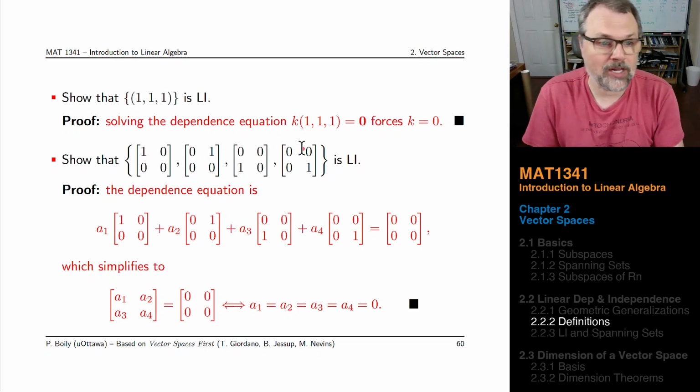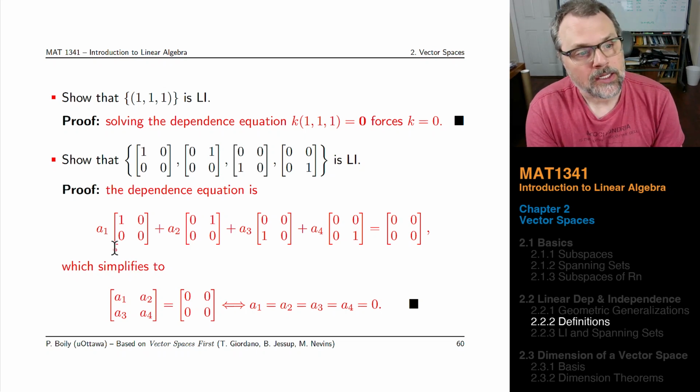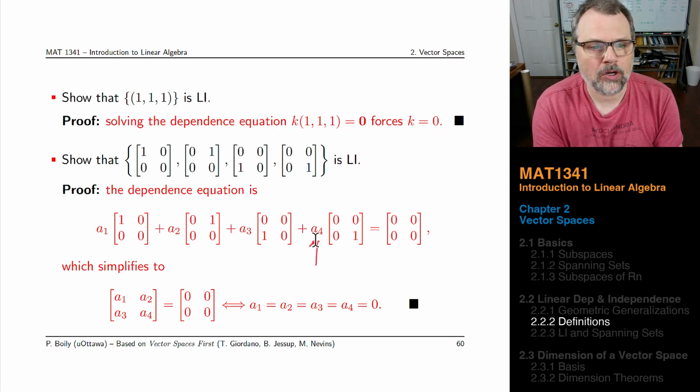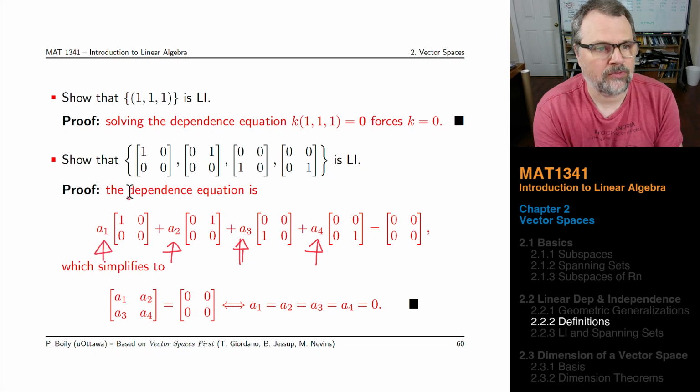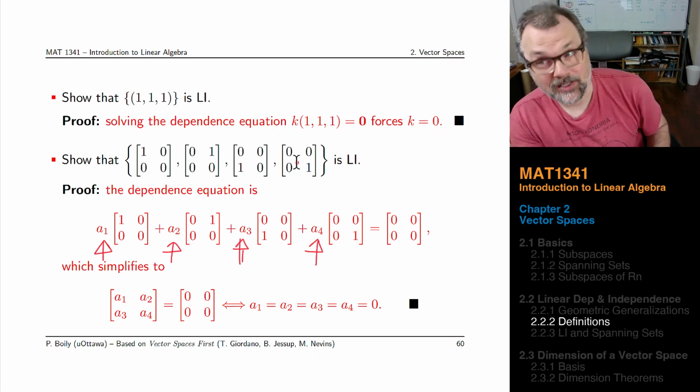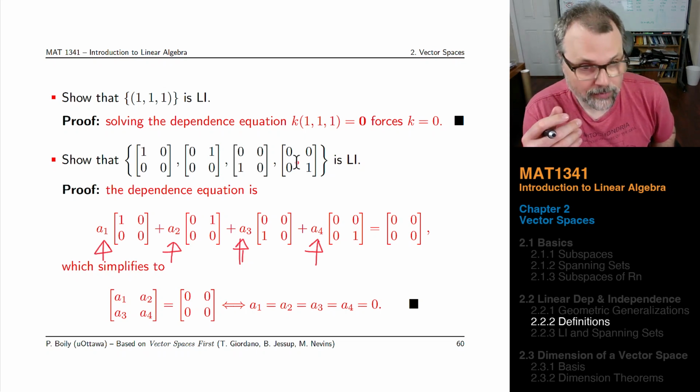So what's the dependence equation? It is A1 times the first vector matrix plus A2 times the second vector matrix, plus A3 times the third vector, plus A4 times the fourth vector. So I have a dependence equation in 4 unknowns. The number of unknowns is always going to be equal to the number of vectors in the set when you're testing for linear dependence or linear independence.